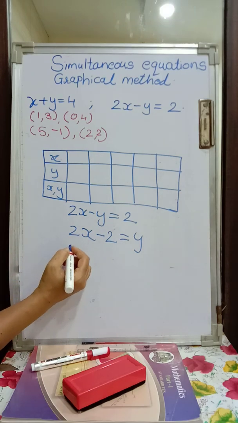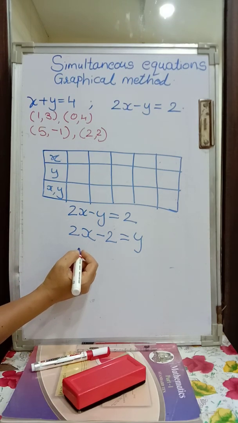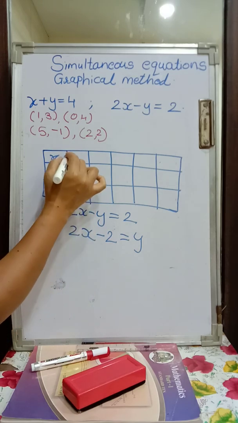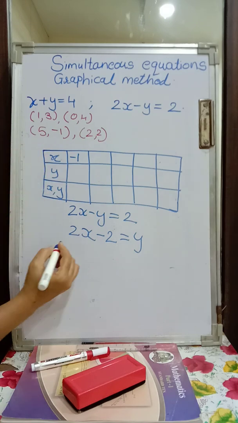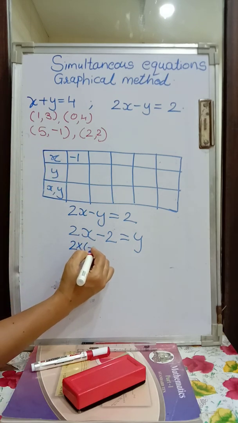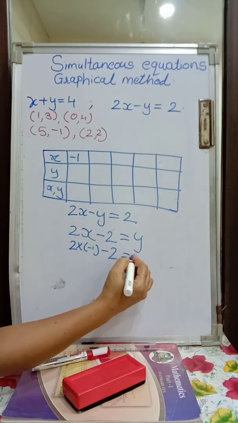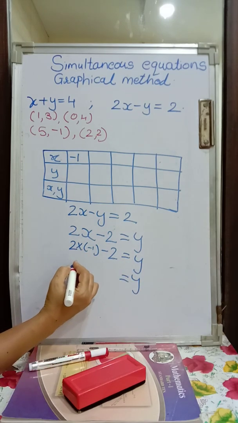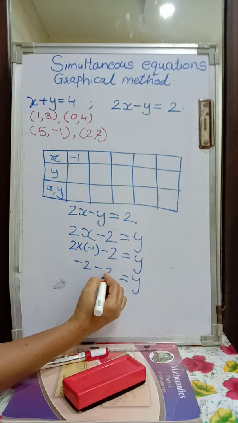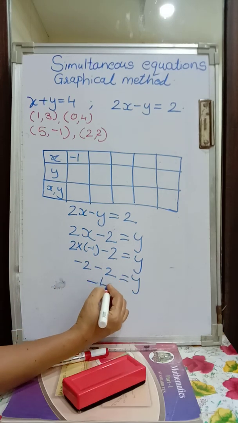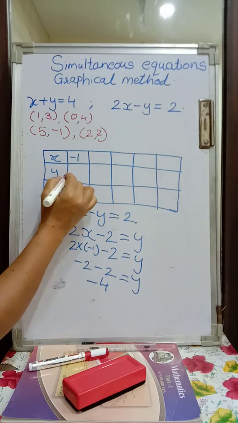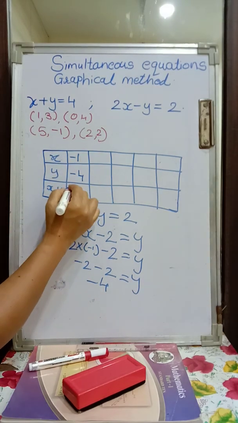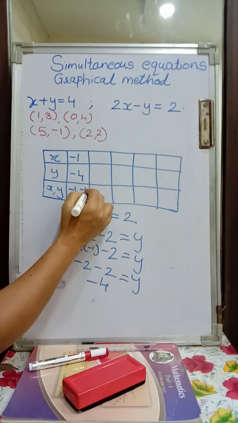Okay, now let us suppose x is equal to, for example, we'll take x as minus 1. So I have put x as minus 1. First write this. Now put here 2 into minus 1 minus 2 is equal to y. So y is equal to 2 into minus 1 is minus 2, and minus 2. Minus 2 minus 2 I'll get minus 4. So y will be equal to minus 4. Okay, so I have minus 1 comma minus 4.